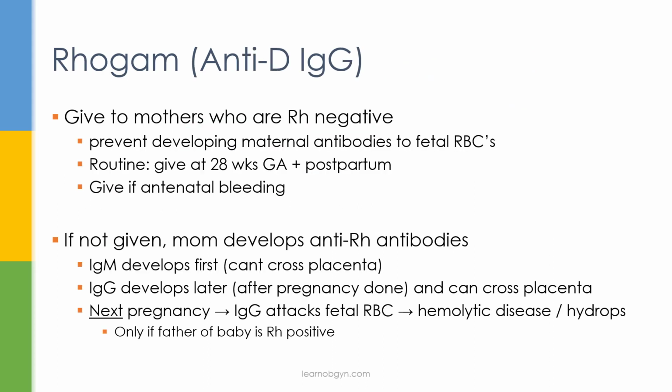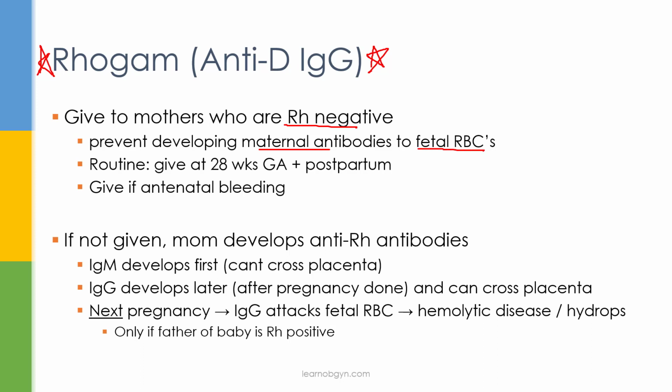In this last slide, we're going to talk about Rhogam. This is an important slide, and it's likely you may get one question from this slide alone. So Rhogam is a medication that we give to mothers who are Rh negative. In other words, A negative, B negative, or O negative. And the reason we give it is to prevent the mother from developing maternal antibodies against fetal red blood cells.